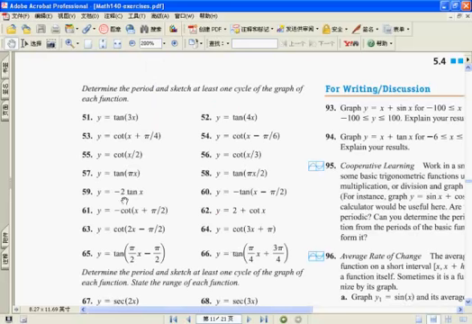Now let's look at problem 59. Get the period of y equal to -2 times tangent x, and then sketch for one cycle. So 59, we have y equal to -2 times tangent of x, and since the coefficient of x is equal to 1, the period is just equal to pi. That is the period of tangent x.